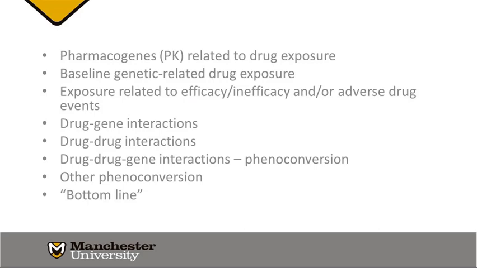So I've got some takeaways here before I turn it over to Robin. When we think about phenoconversion, we want to think about pharmacogene and drug exposure. And we want to think about that from too much or too little exposure. Every patient is going to have a baseline genetic exposure. It's going to be either increased or decreased or normal. And that exposure is going to be related to whether or not a drug is going to work, and whether or not a patient's at increased risk of adverse drug events. So we've got those drug-gene interactions inherently.